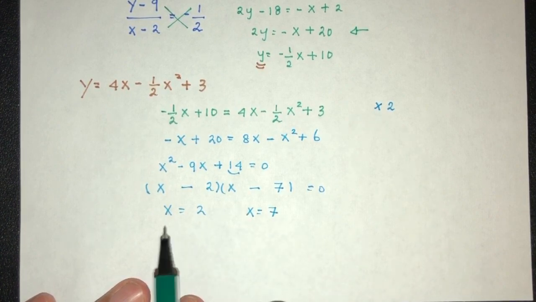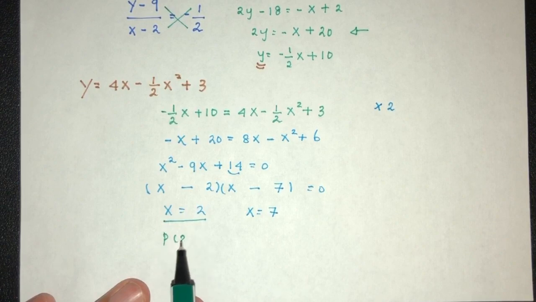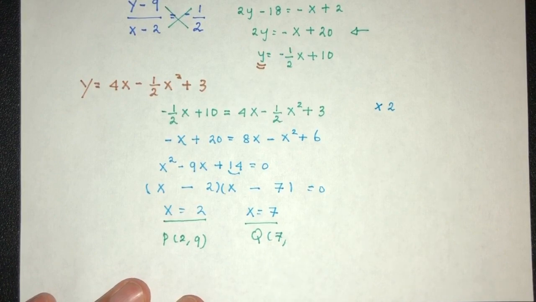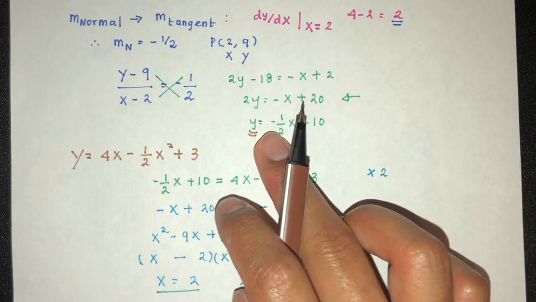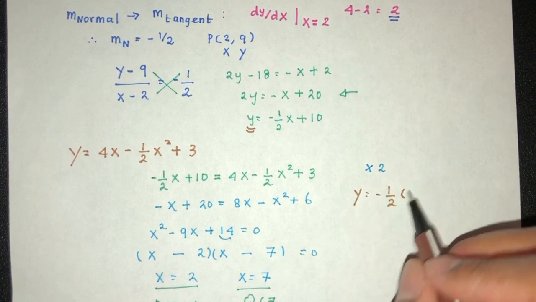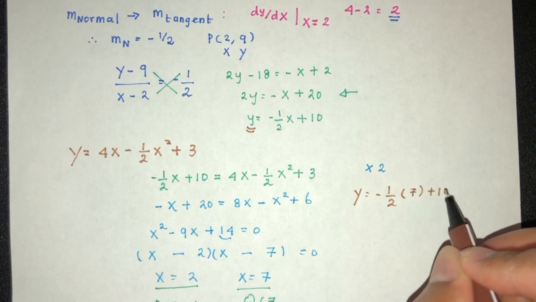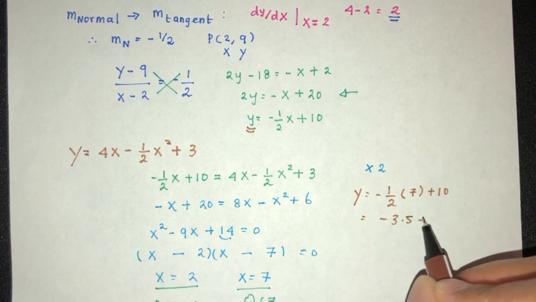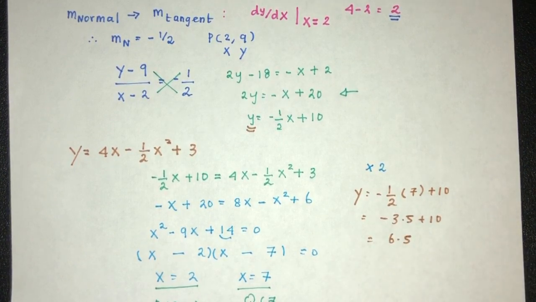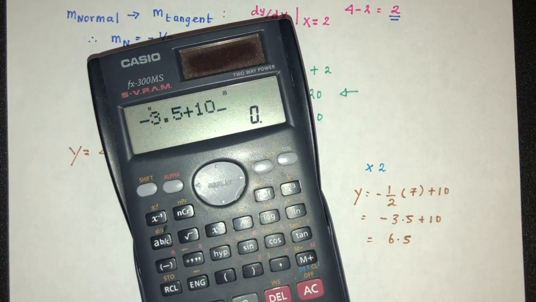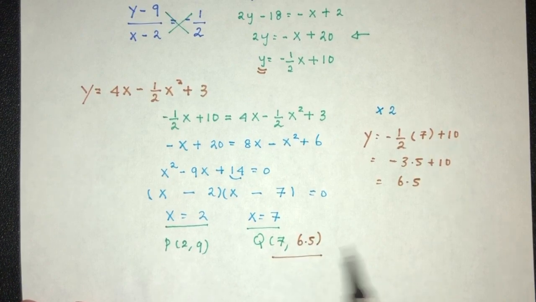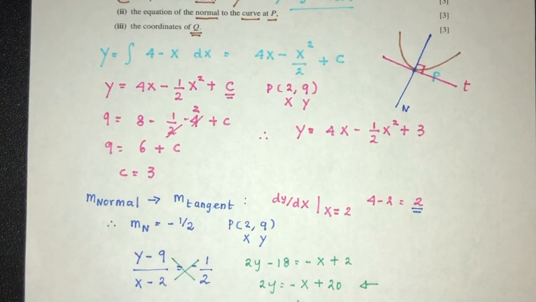Now obviously this one we have already. This is your point P, which was 2, 9. So we're trying to find Q, which is this one. Q is 7. We have to find the y value. To find the y value, we'll just replace back in the main equation. So y will be minus half x, x is 7, plus 10. Minus 3.5 plus 10, that should be 6.5. But always you can double check so you can avoid making silly mistakes. Minus 3.5 plus 10 should be 6.5. There you go. This will be your point Q, and that will be your answer.